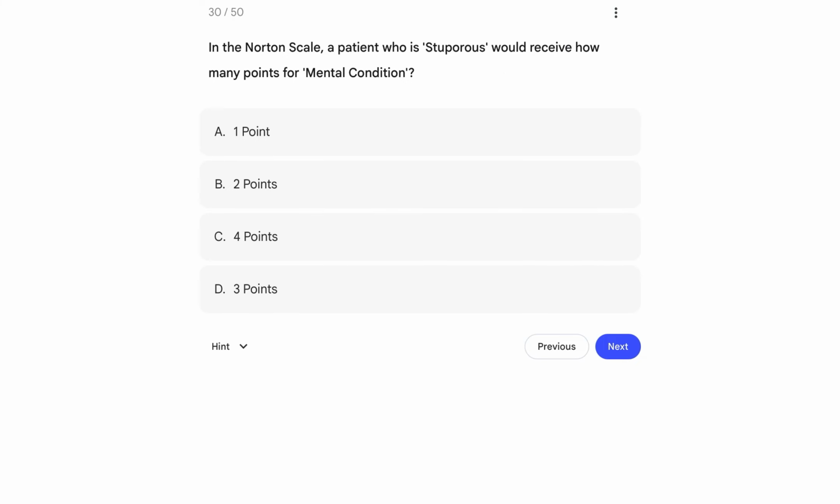Okay. So, in the Norton scale, I think you know about the Norton scale we discussed. In that Norton scale we said PUMMY. You remember that PUMMY? Yes. In that M, mental condition will also come.